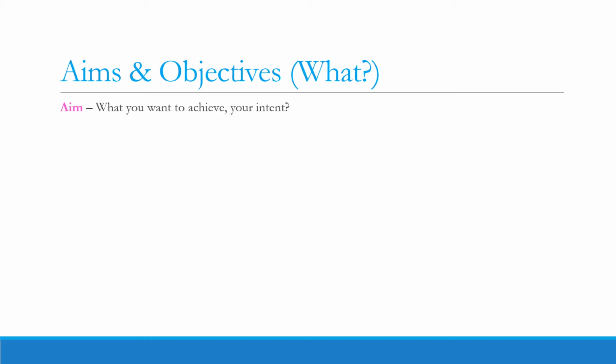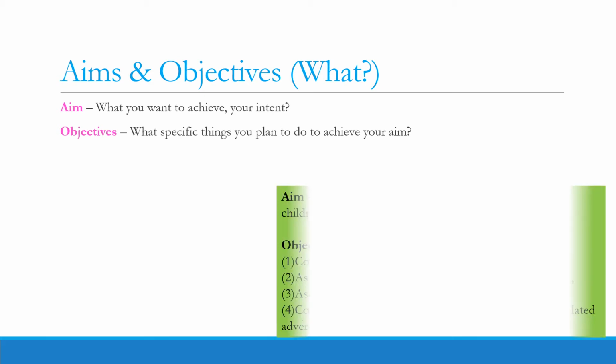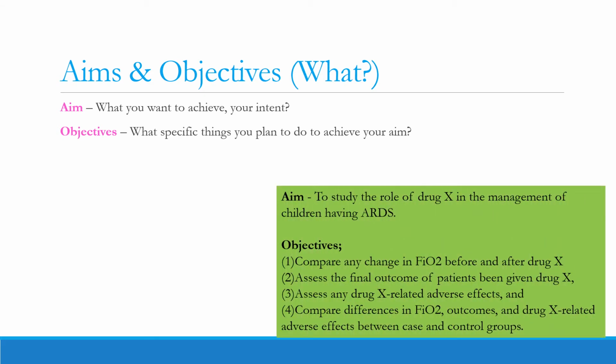The next section is the aims and objectives, which answers the question what. Aim is basically what you want to achieve. That is your basic intent. And objective is what specific things you plan to do to achieve your aim. It is not method, it is a kind of objective. For example, your aim is to study the role of drug X in the management of children having ARDS. Now, how will you study the role of drug X?